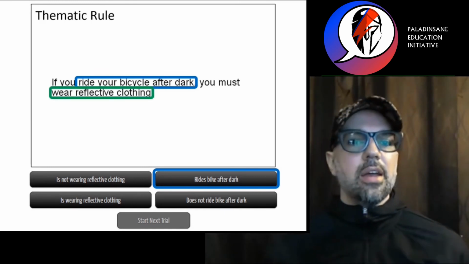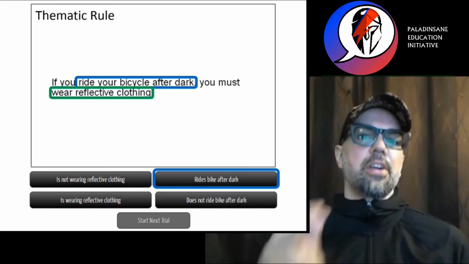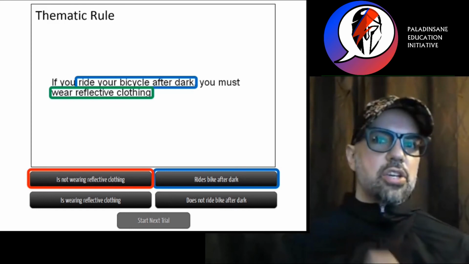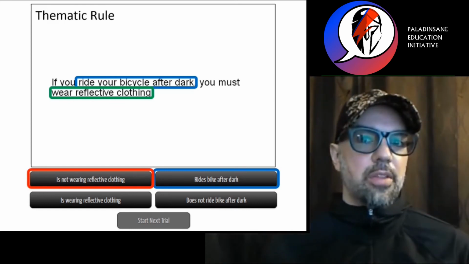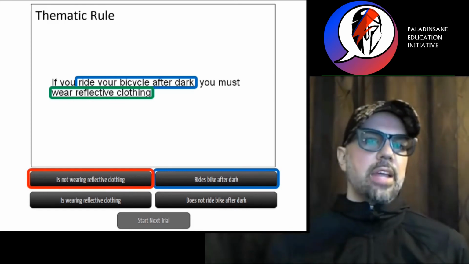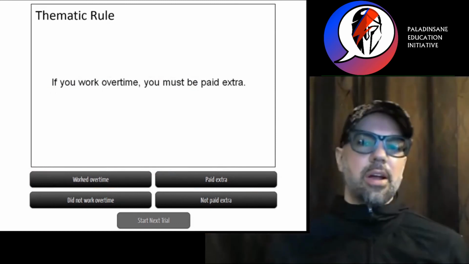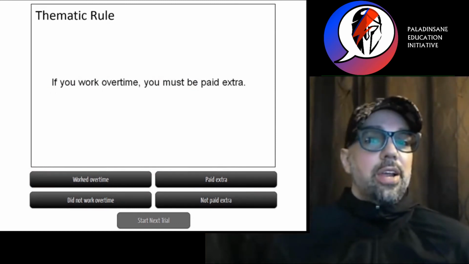Tells us nothing. The people we need to check are the people that are not doing this. The people that are not wearing reflective clothing, to make sure that they are not going out on their bikes after dark. And then finally, if you work overtime, you must be paid extra.